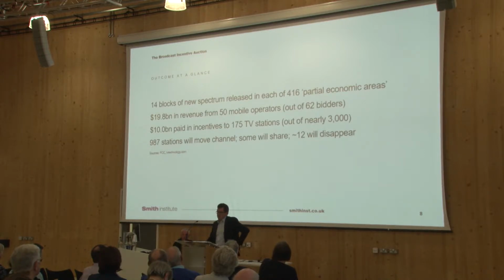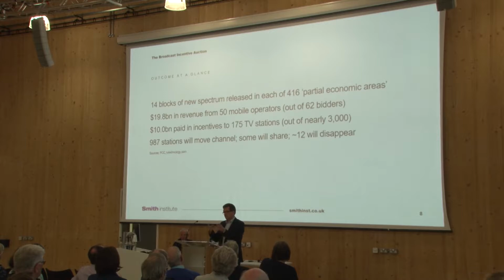What does that mean in numbers? Well, there are 14 blocks of spectrum which have now been made available for mobile data. Those are the green squares in the previous slide. And they are released on a geographically regional basis in the US. So there are 416 what are called partial economic areas. And the licenses for spectrum exist individually in each of those areas so that carriers can assemble the groups of licenses that they need to provide their particular service.